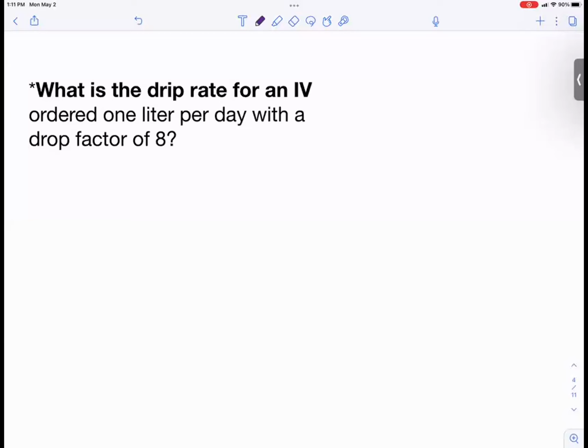Let's look at this one. What is the drip rate for an IV ordered 1 liter per day with a drop factor of 8? So if you want to pause it here, go for it and try to figure this out on your own. But when I'm looking at this question, what is not in this question? And you should all be saying the word pump.